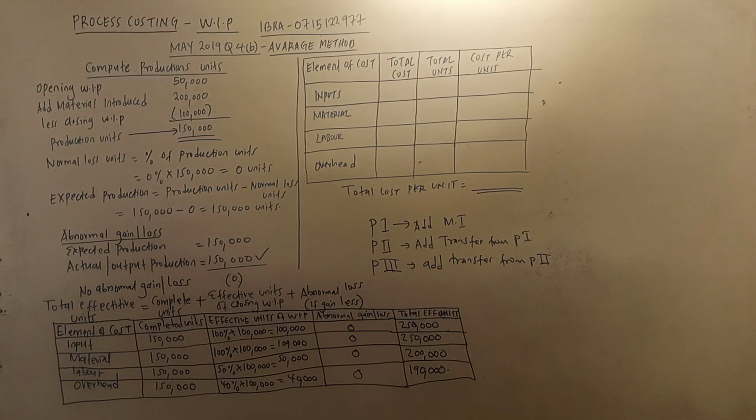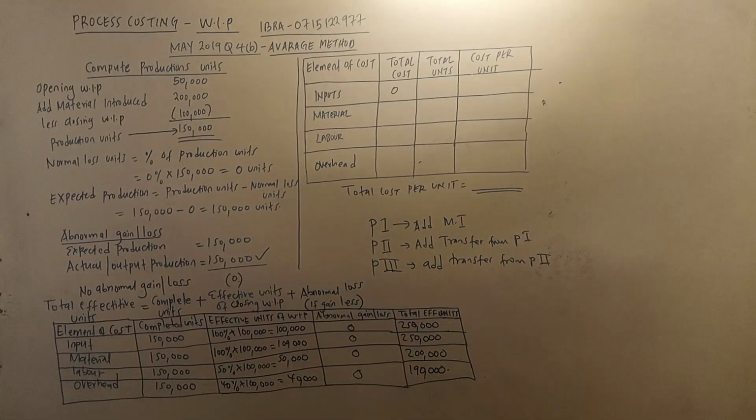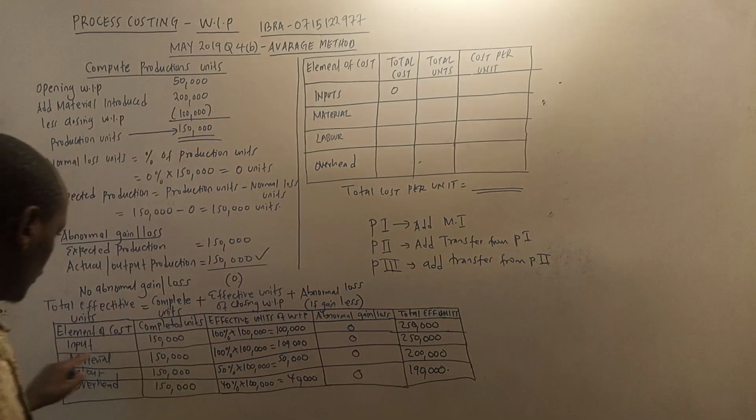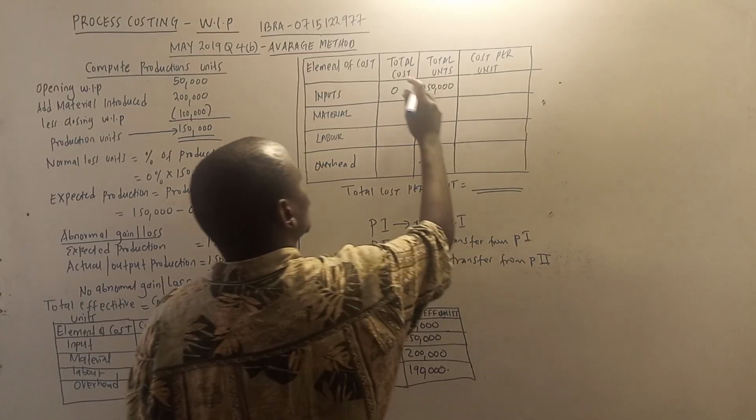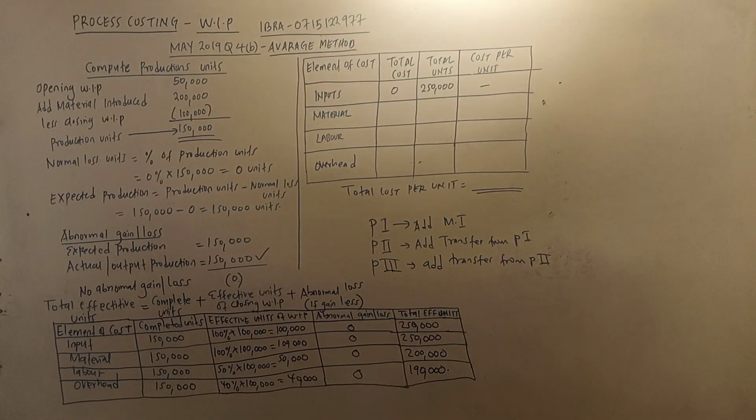So let's start with the first one, input. Now for input, it is 0 because we do not have cost for input. So input is 0. But units for inputs is 250,000. So 0 divided by 250 is a dash. So cost per unit is 0 because we do not have cost. When cost is 0, then cost per unit will be 0.